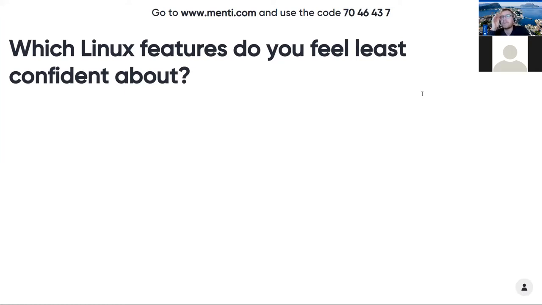Because I get the impression that you guys are very well geared with respect to the Linux requirements that we have in the first place. So I'm not necessarily feeling challenged. Yeah, most of it, okay. Least confident about.